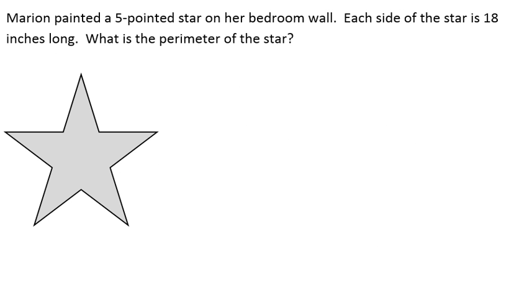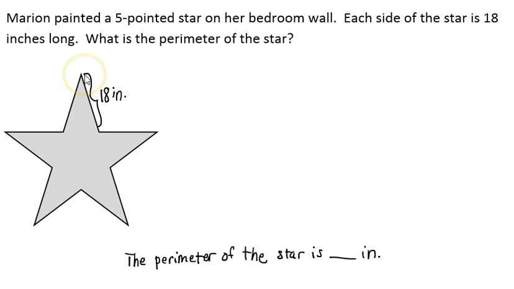My last question says, Marion painted a 5-pointed star on her bedroom wall. Each side of the star is 18 inches long. What is the perimeter of the star? So each of these sides is 18 inches. And I need to find the perimeter by adding up all of the sides. I'll start by writing an answer statement. The perimeter of the star is blank inches.